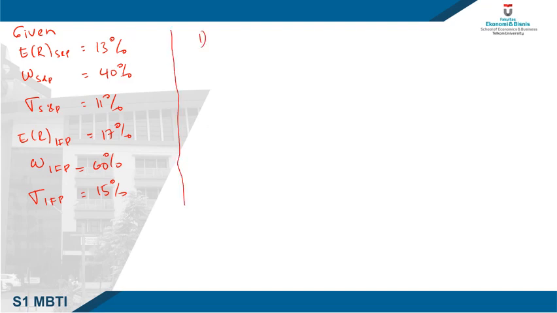So first of all is the expected return of the portfolio. That will be the sum of Wi times the expected return of an asset. If we have 2 assets, then this goes from 1 until 2.